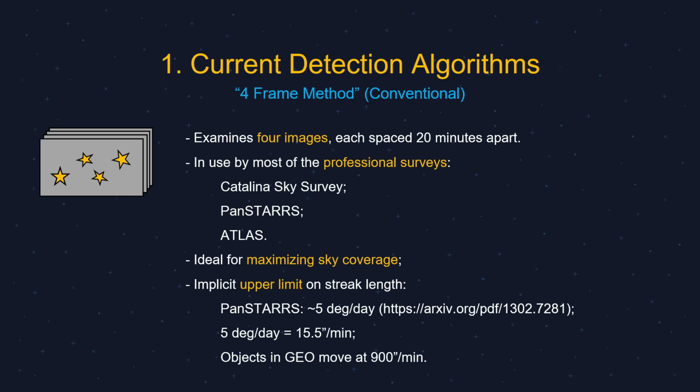Now, while this does allow them to maximize sky coverage, the trade-off is that there is an implicit upper limit on object motion because of the 20-minute gap from one image to the next. So if the object is moving quickly enough, it will simply exit the field of view within that 20-minute duration. So for example, the Pan-STARRS Sky Survey has an upper limit of around 5 degrees per day on streaked objects, which translates to around 15.5 arcseconds per minute. By comparison, objects in the geobelt move at around 900 arcseconds per minute relative to the background stars.